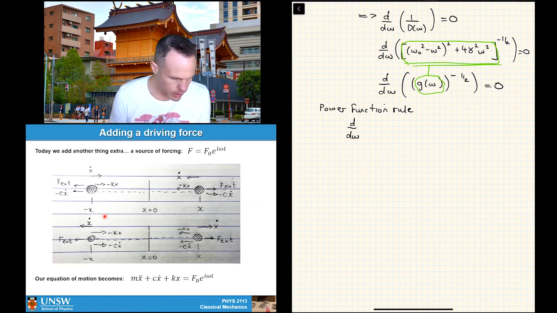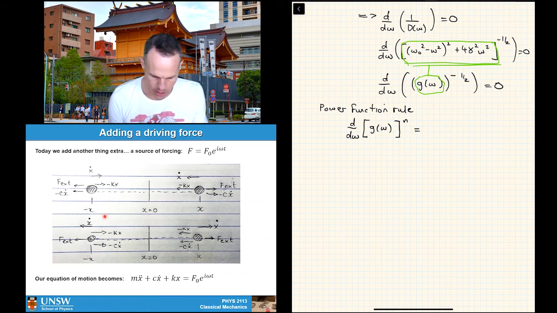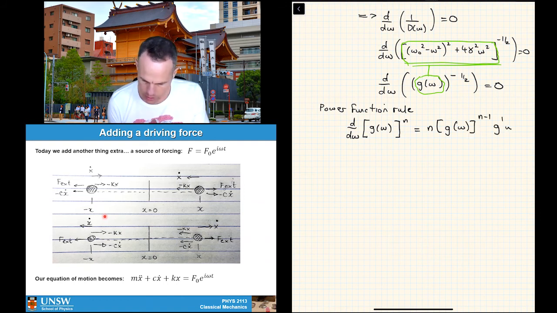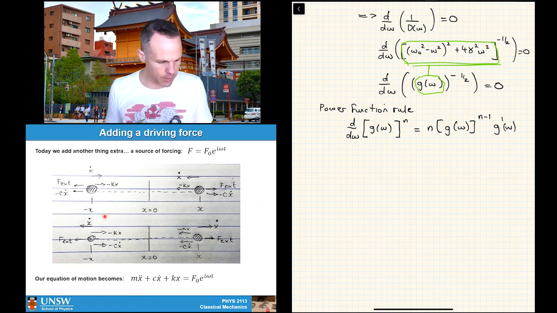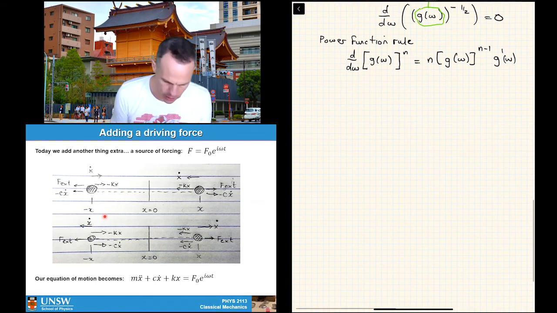d on d omega of g omega to the n is going to be n g of omega to the n minus 1 times g dash omega. Okay, so to solve this thing, all we need to do here is get dg on d omega, but to do that we need to clean our g of omega up just a tiny bit.